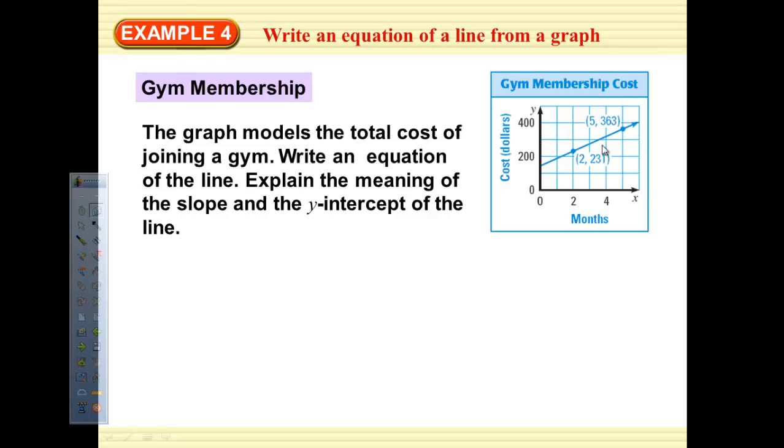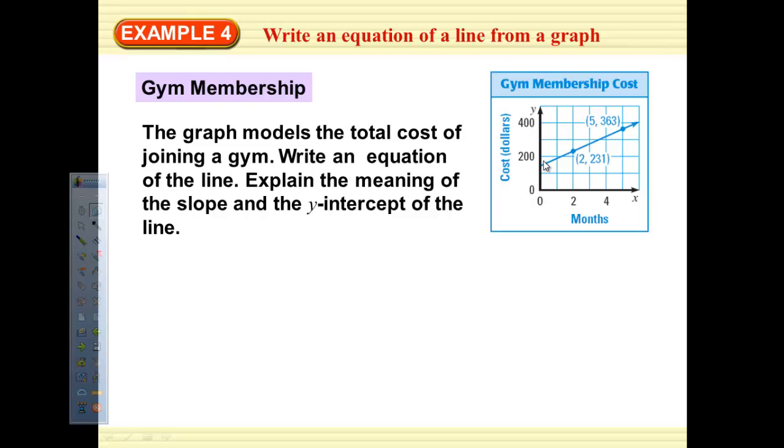If you notice, again, you have 2 points on the line. Think about what each point means. So if we have 2, this is 2 months, and the cost is $231. At 5 months, the cost is $363. I'm getting that because the x-coordinate is months and the y-coordinate is dollars.